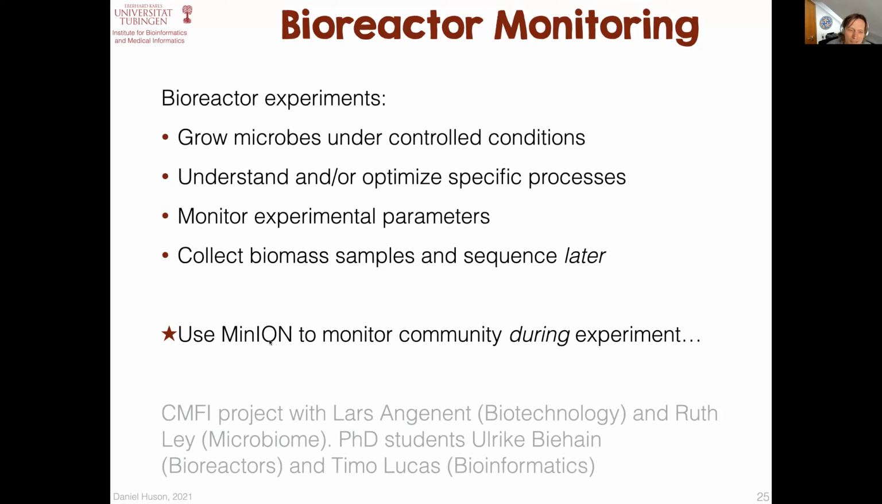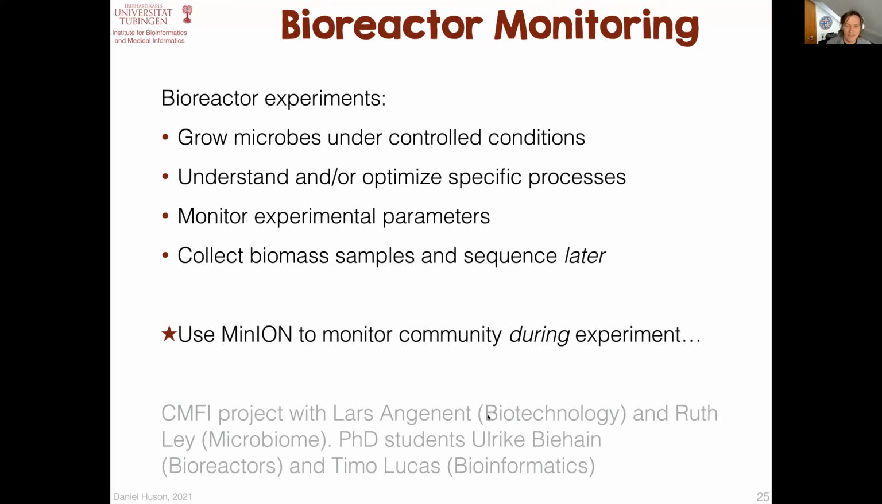But obviously, with the MinION, where everybody can have their own little sequencer, that opens up the possibility that you could sequence on a regular basis and figure out what's going on during the experiment, and maybe even design the experiment so that parameters are changed based on what is going on in terms of taxonomic and functional content. So the idea here is to monitor the microbial community using a MinION sequencer. That's a very nice project.